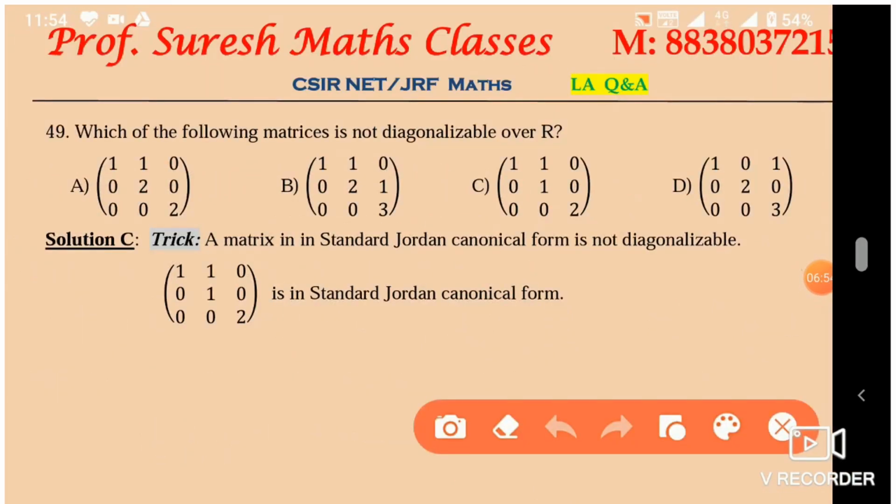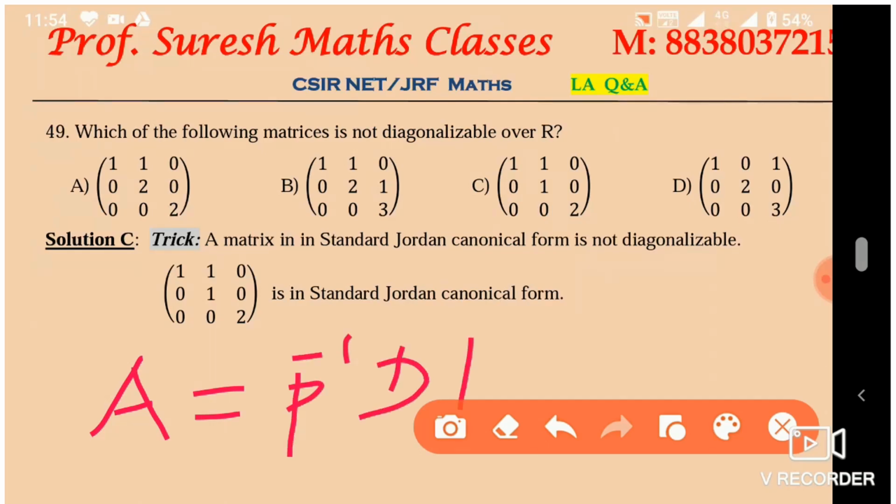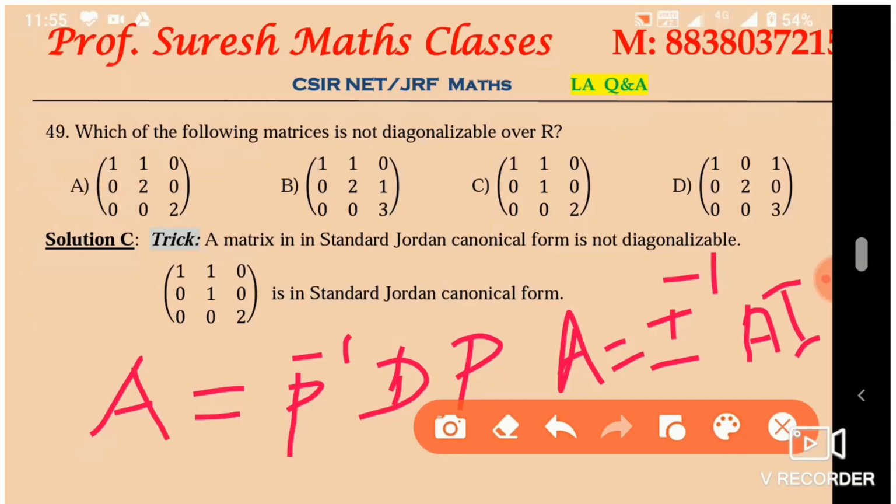So what is the meaning of a diagonalizable matrix? Suppose I take a matrix A. If A can be written as P inverse D P, where P is some non-singular matrix and D is some diagonal matrix, then we say the matrix is diagonalizable. Suppose a matrix is already a diagonal matrix, then instead of P we can put I. Thus A equal to I inverse A I, because I can be cancelled. I inverse is also I.